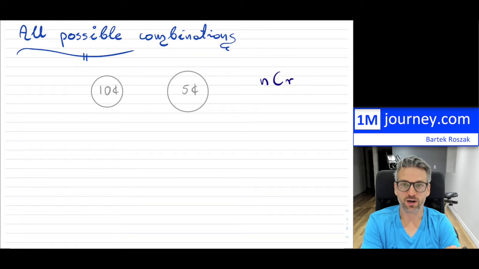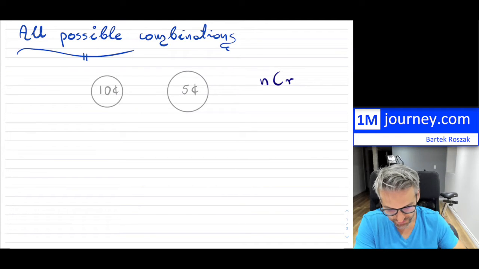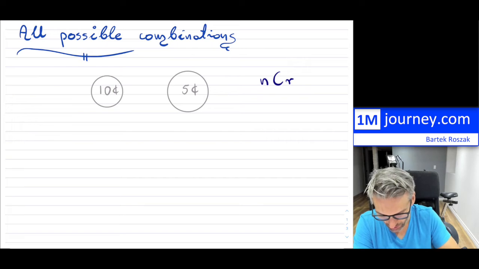Now, for simplicity's sake, let's say you're given two distinct items and they're coins, a 10-cent coin and a 5-cent coin, and you wanted to find out all the possible combinations or all the possible sums that you can create out of these. Then what you would actually be doing is saying the following. So you'd say, okay, I have two coins.